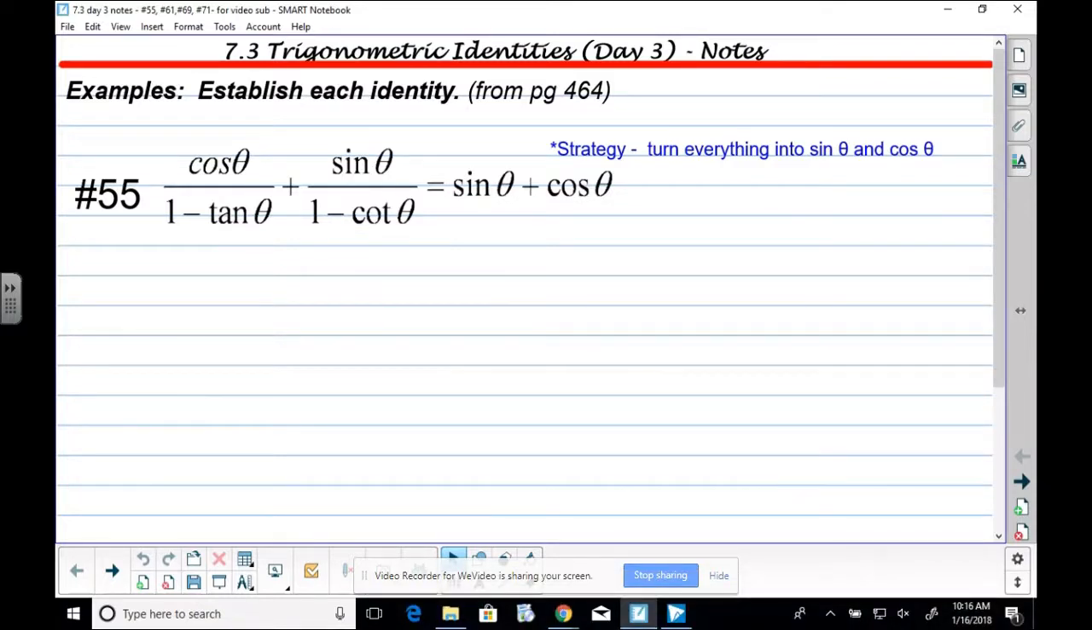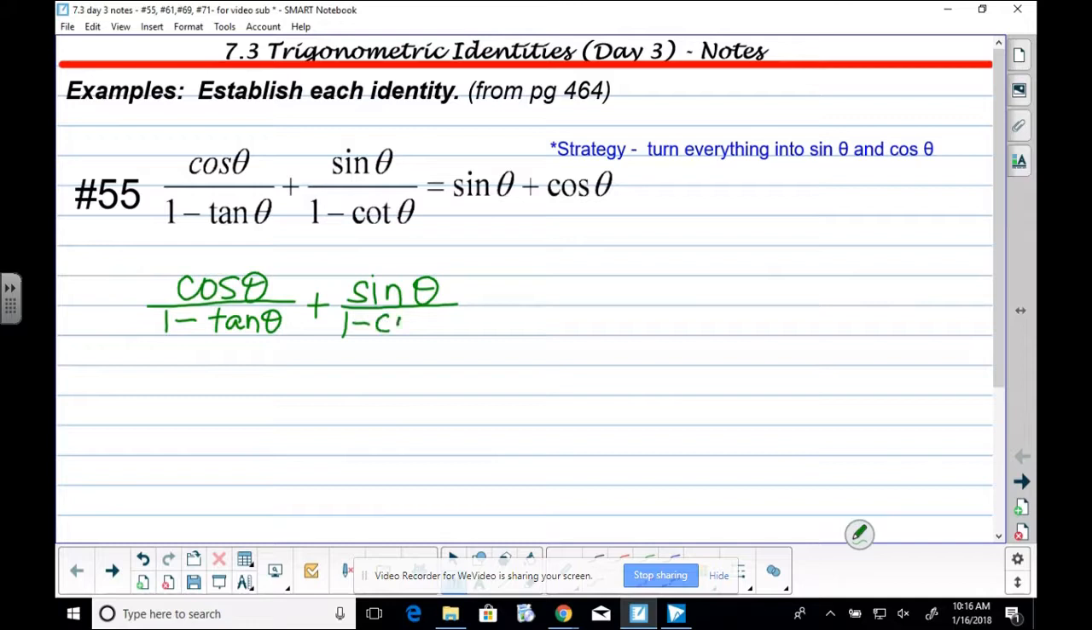So the strategy that we're going to use on this one is turn everything into sines and cosines. One reason we know that that's the strategy is because if you look at the right-hand side, it has a sine and a cosine. So we're going to turn everything on the left that's not already a sine and a cosine into something with sine and cosine. And we're going to do that using the quotient property.